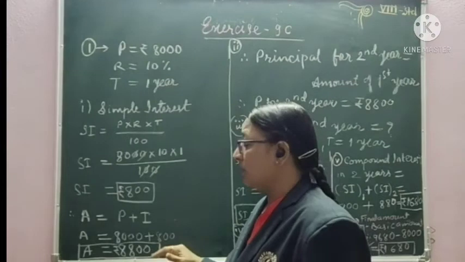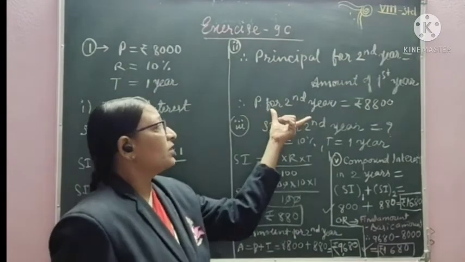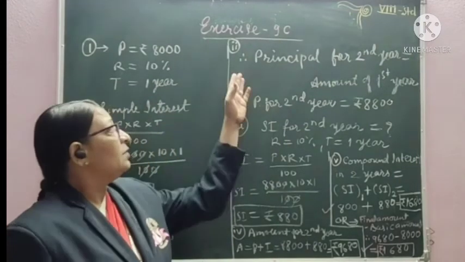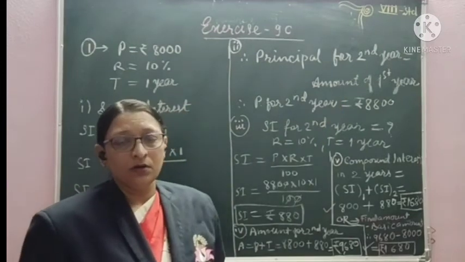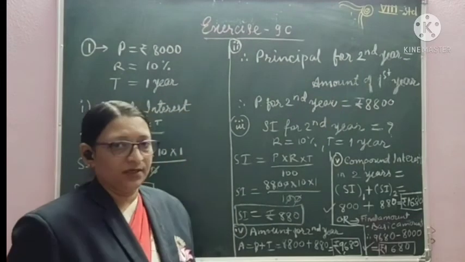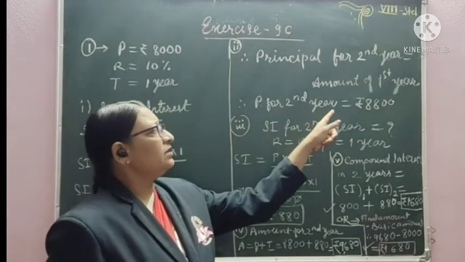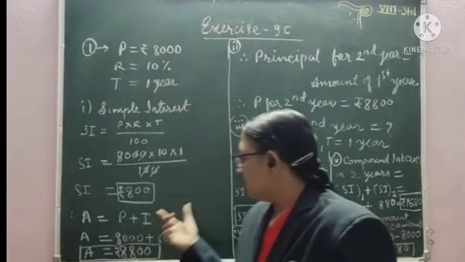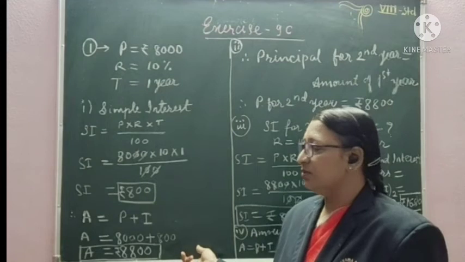Now this amount is actually nothing but the principal for the second year. Remember dear students, principal for second year is equal to amount of the first year. Hence, principal for second year is rupees 8,800. This is nothing but the answer of your second question asked in question number 1.